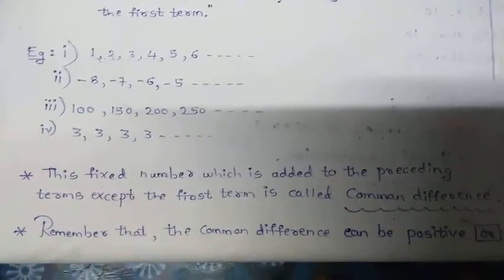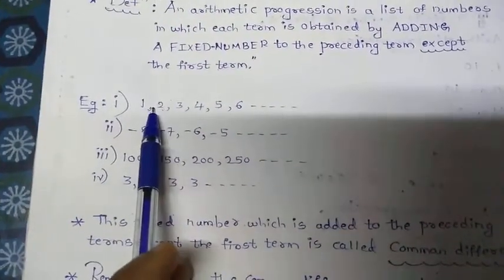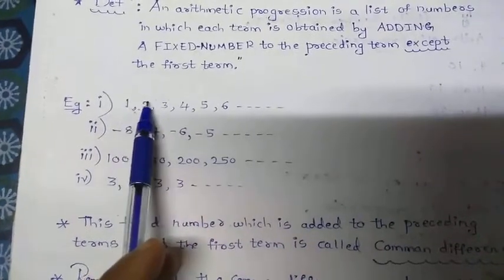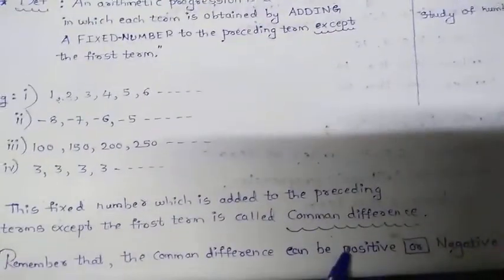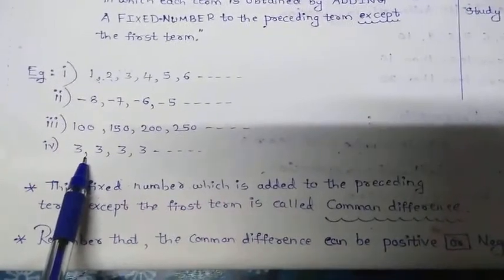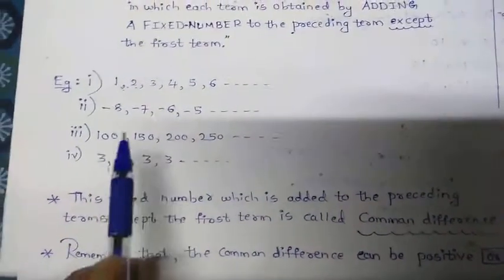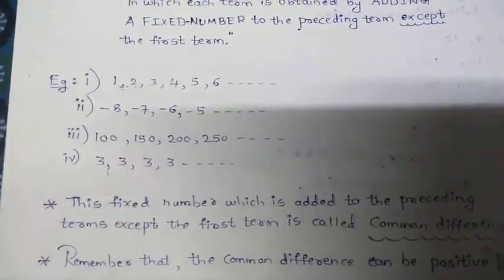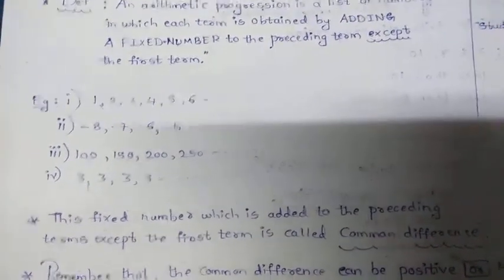And remember that the common difference can be positive or negative or 0. So for example, here we added plus 1. The common difference was 1. 1 plus 1, 2. 2 plus 1, 3. So the fixed number was plus 1, so it might be positive, right? And here in this case we added 0. It can also be 0. So 3 plus 0 is 3. And it also can be negative. So the common difference can either be positive or negative, or it can also be equal to 0.